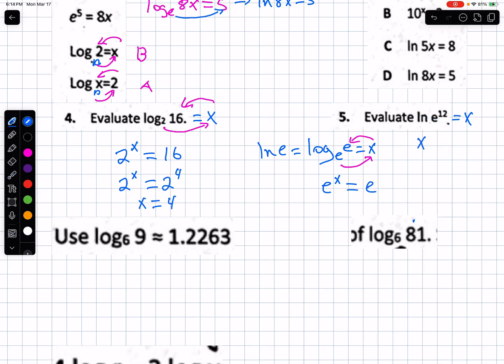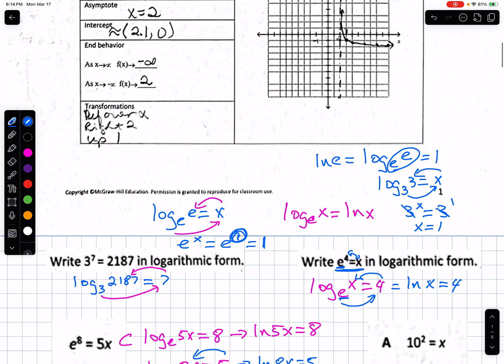So anytime you see ln e, I wrote it up here for you. ln e equals log base e of e, right? So that equals 1. And I said anytime that these two are the same, it equals 1, right? Even if it's 3 of 3, it still equals 1, right? Because if we rewrite exponentially, 3 to the x equals 3. Well, it's got to be 3 to the first power, so x equals 1.